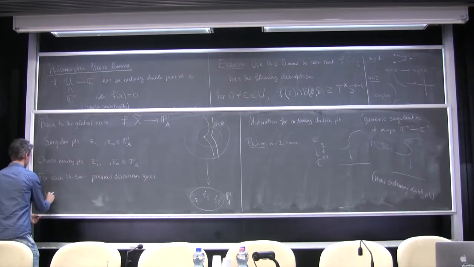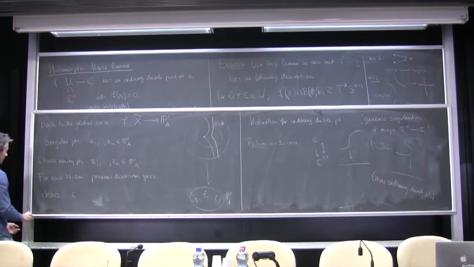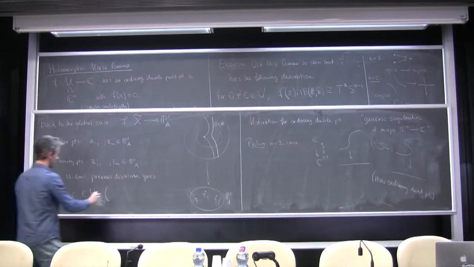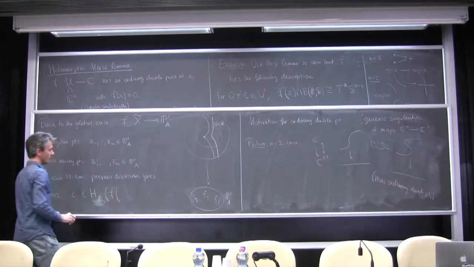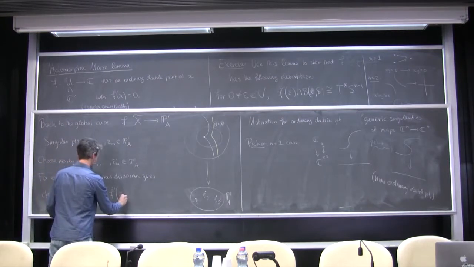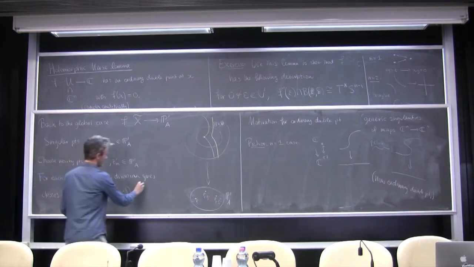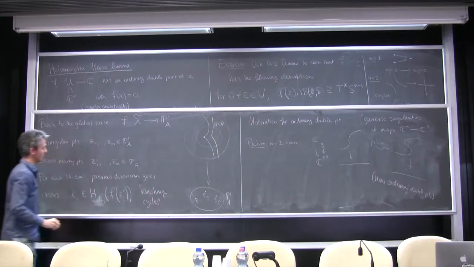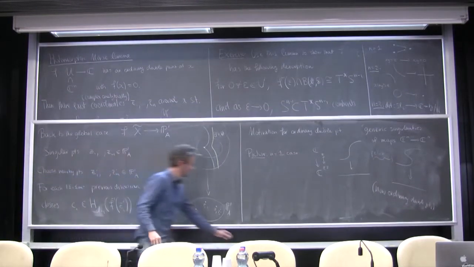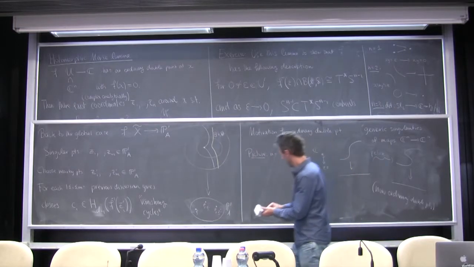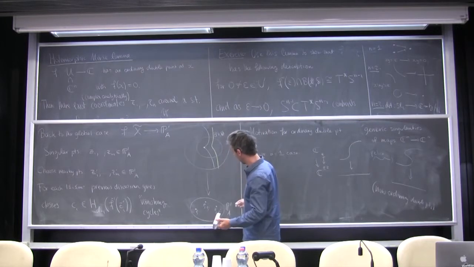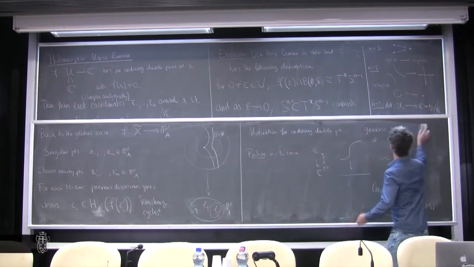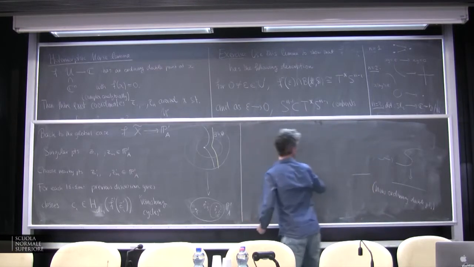This gives classes c_i in the d minus one homology of the fiber. These are the vanishing cycles. And then, in order to in some sense completely understand what's going on, we need to understand what happens when we go around one of these loops. And this is given by the Picard-Lefschetz formula, which I won't state completely correctly.